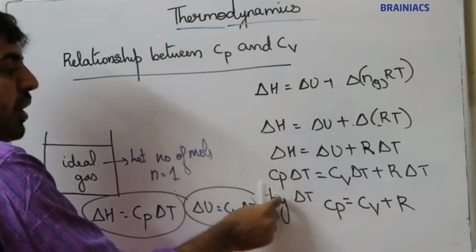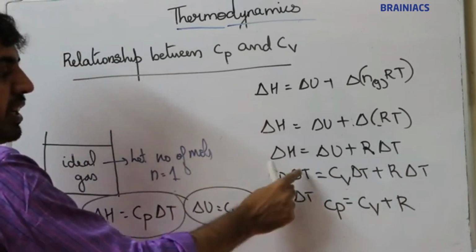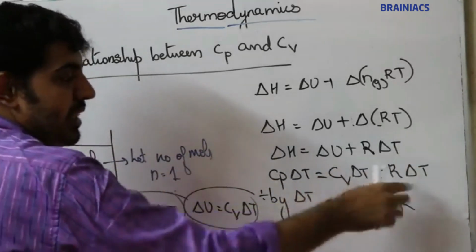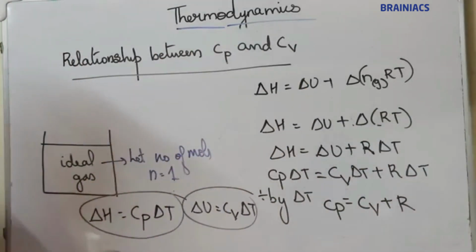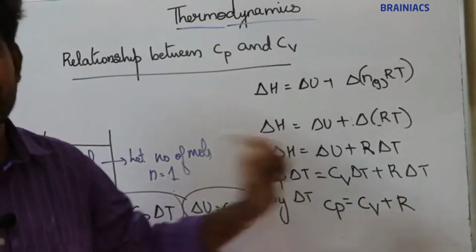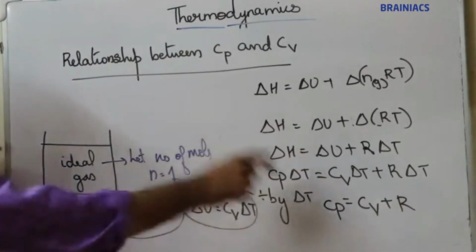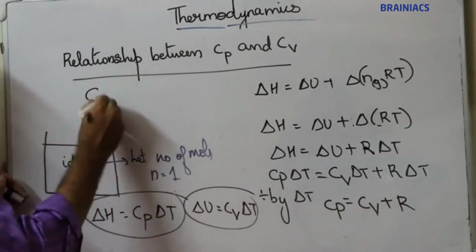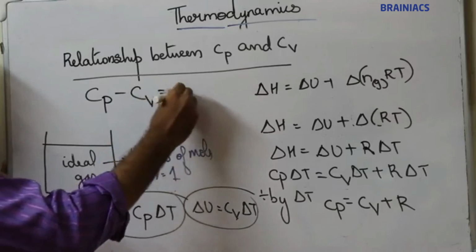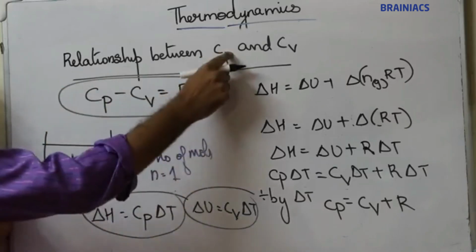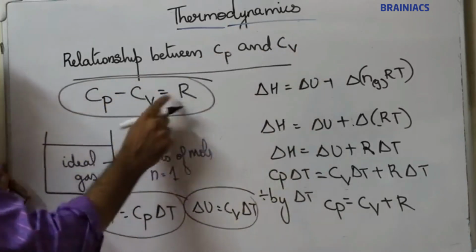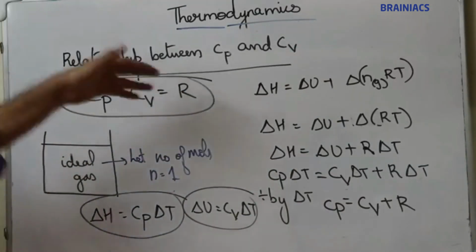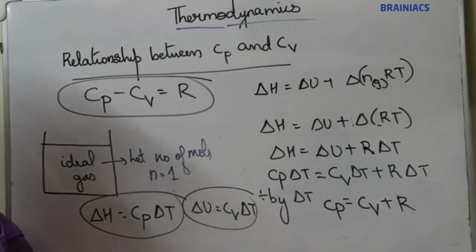When we divide the whole equation by delta T, all the delta T will cancel. You will get Cp is equal to Cv plus R. Taking the Cv this side, you will get Cp minus Cv is equal to R. Heat capacity at constant pressure minus heat capacity at constant volume is the universal gas constant. This is the relationship between Cp and Cv.